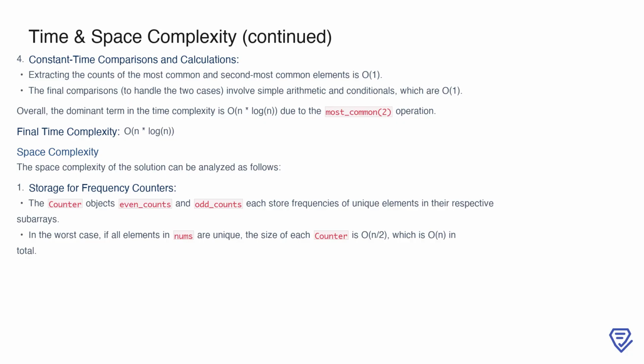Shifting focus to space complexity, the primary contributors are the Counter objects used to store frequencies for the even and odd indexed elements. In the worst case, where all elements in the array are unique, the size of each Counter object is proportional to the number of elements in the corresponding subarray. Since the total number of elements is n, the combined space used by these counters is n.